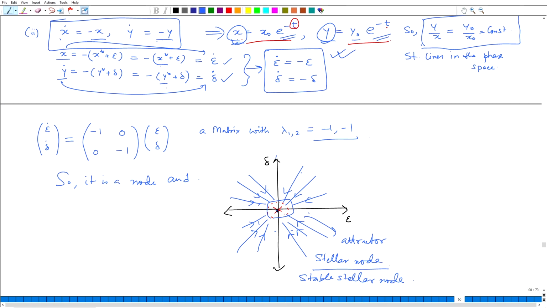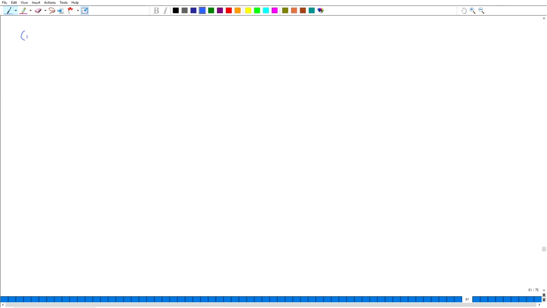Now, it is stable, but for t tending to infinity. The perturbation will kill itself at t equal to infinity. That is why we do not simply say it is stable, we say it is an asymptotically stable stellar node.